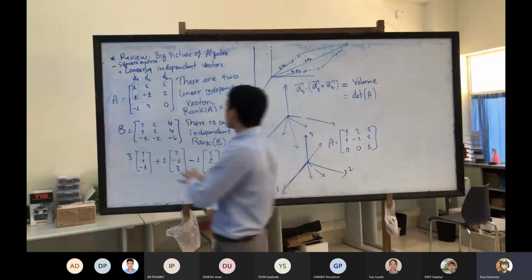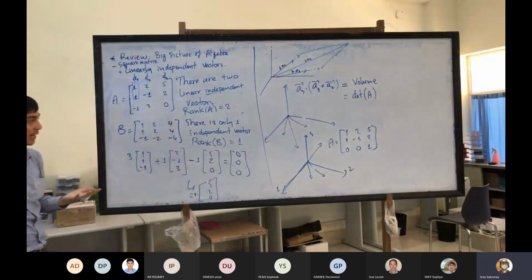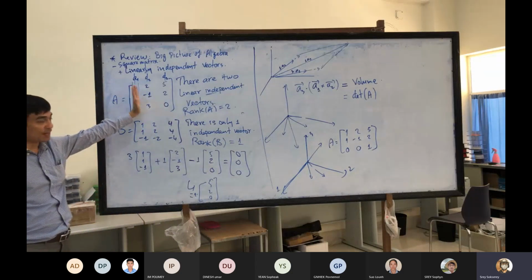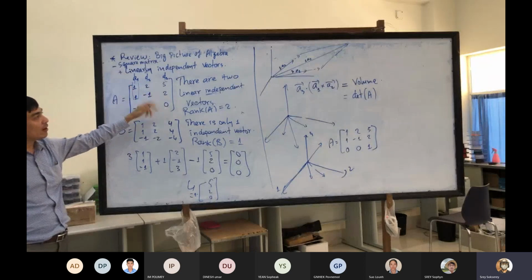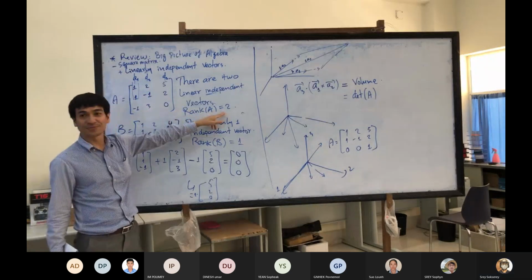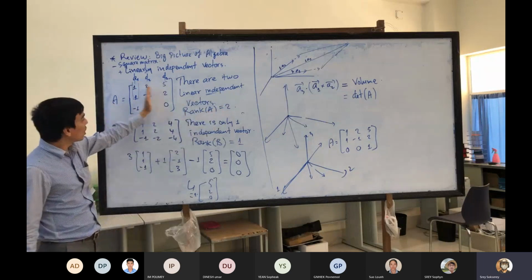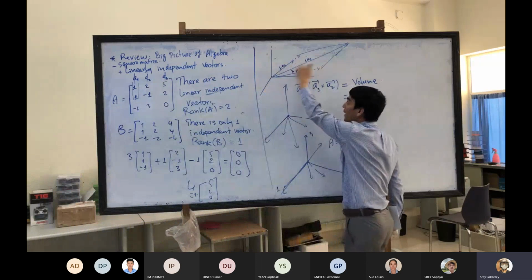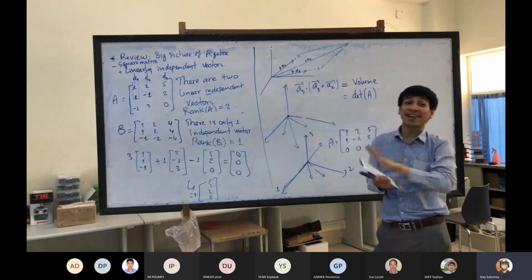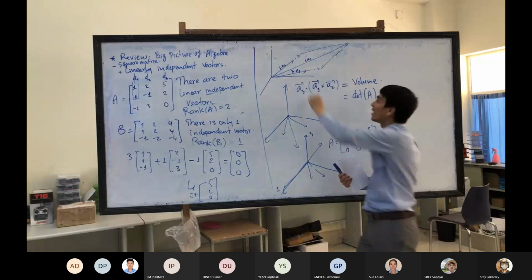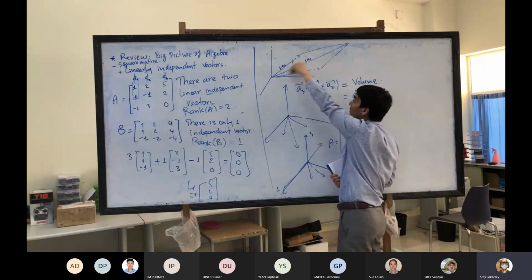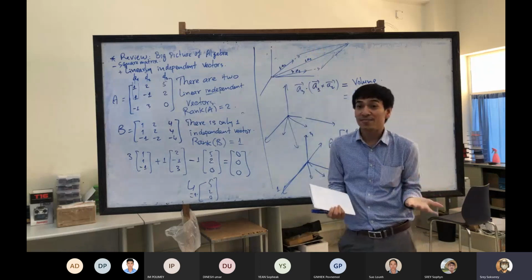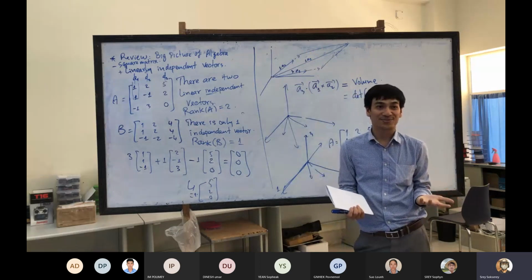Okay, see the connection between range and determinant. For this one, it has 3 dimensions, but it only has a range of 2. And we see that the vectors are linearly dependent, so it only forms a surface. So determinant is volume. If you only have surface, it means the volume is 0.